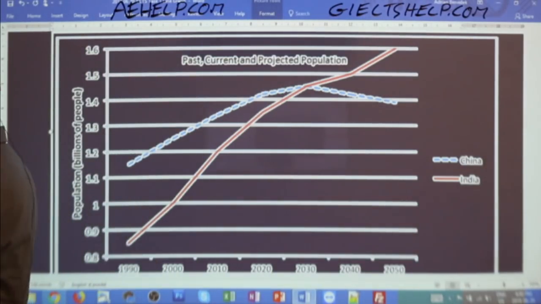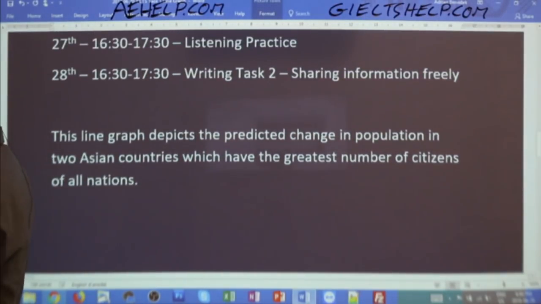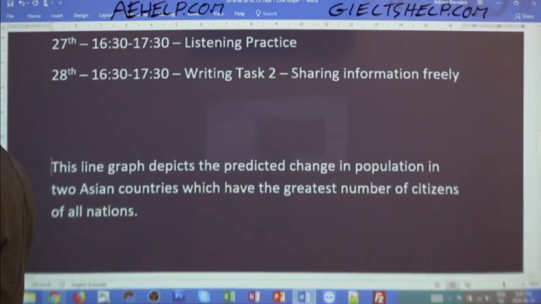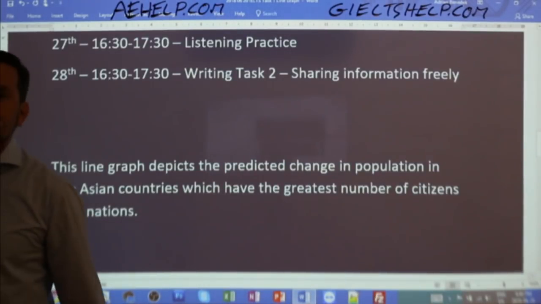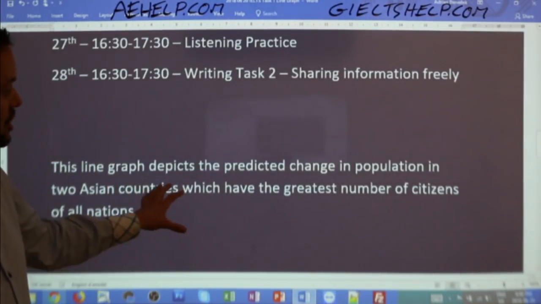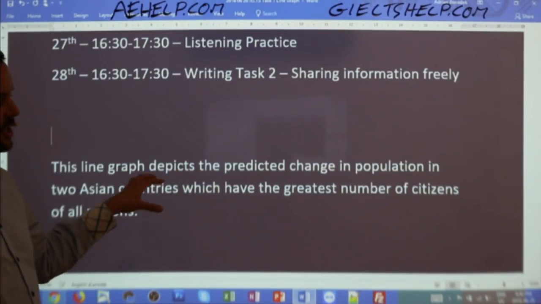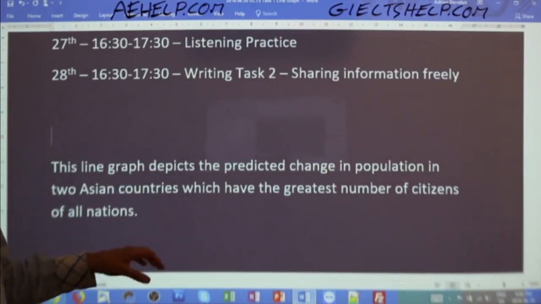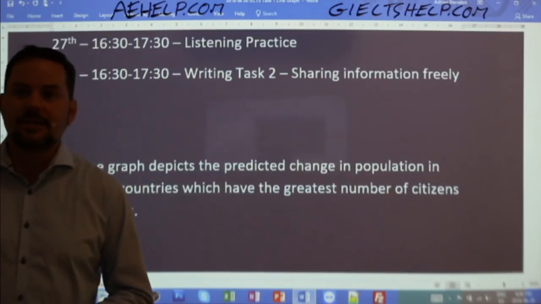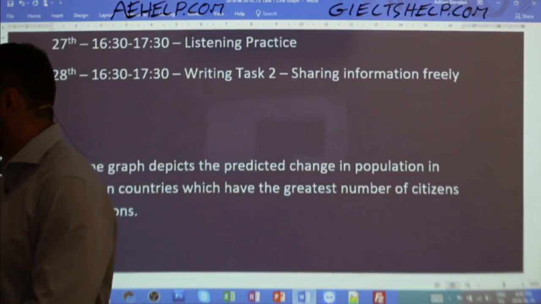I'll make a note of that for you as a piece of key information here. If you don't pay attention to this, by the way, so if you had a question like this on your IELTS and you didn't catch that it's past, present, and future, you will definitely be losing some marks, okay?